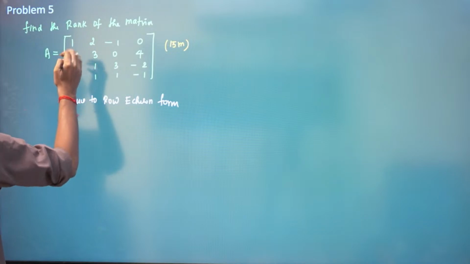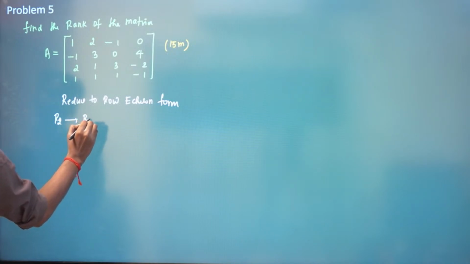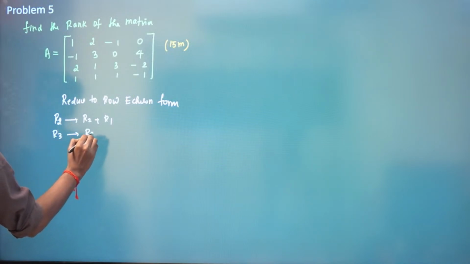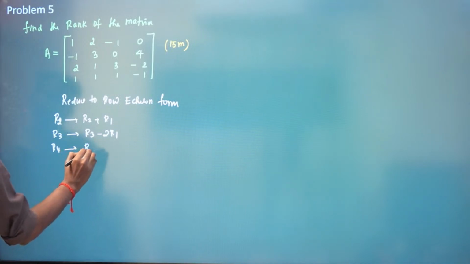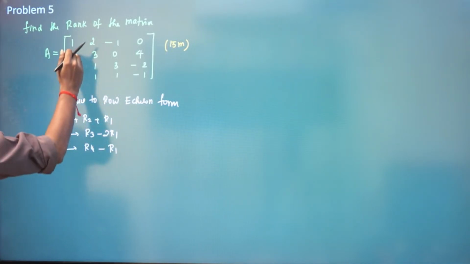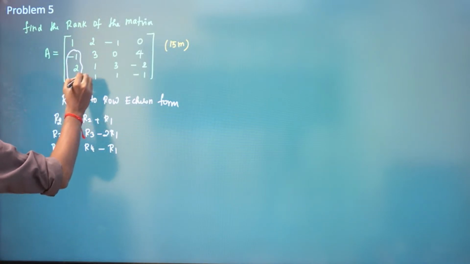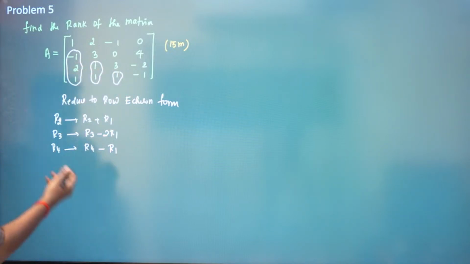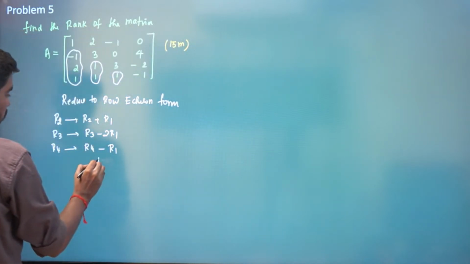What will be your step 1? R2 is transformed to R2 plus R1. R3 is transformed to R3 minus 2R1. R4 is transformed to R4 minus R1. After this step, these three will be 0. Again, you have to make these three as 0 first. After this, you make these two as 0. You make this as 0. Then you see the number of non-zero rows in the reduced echelon form. You'll get the answer. So continue.